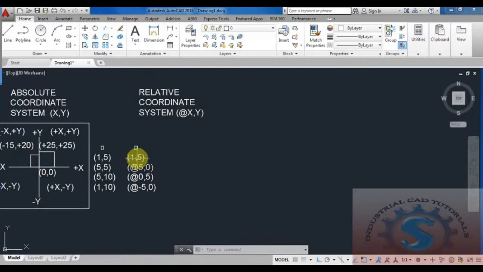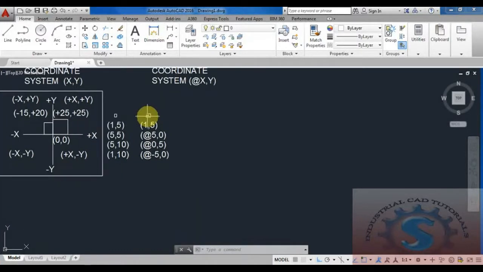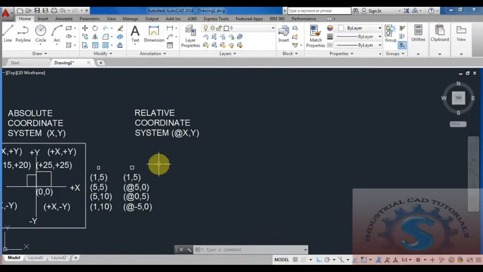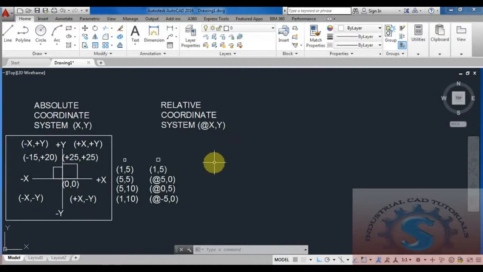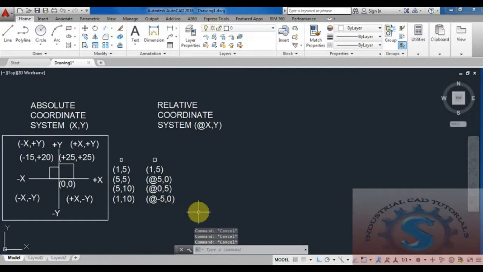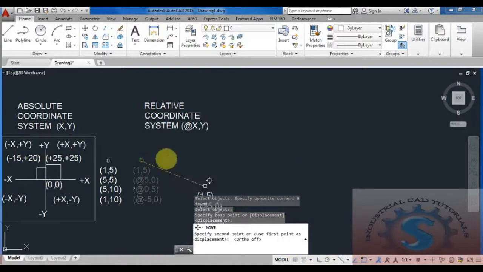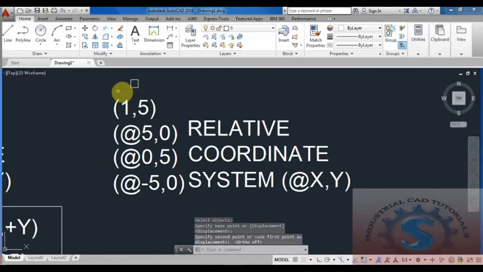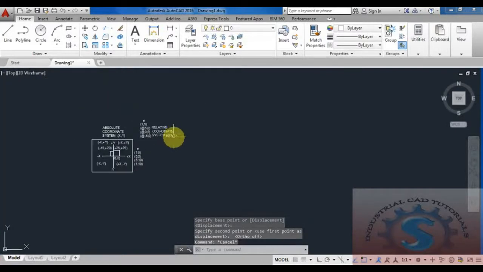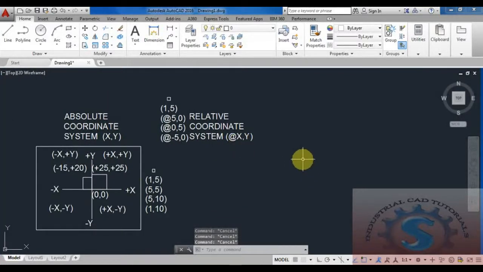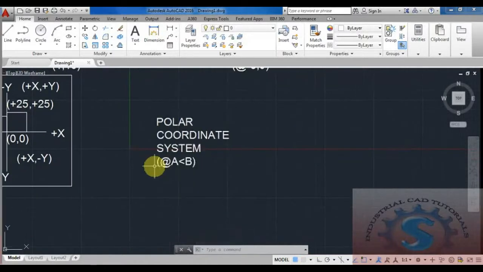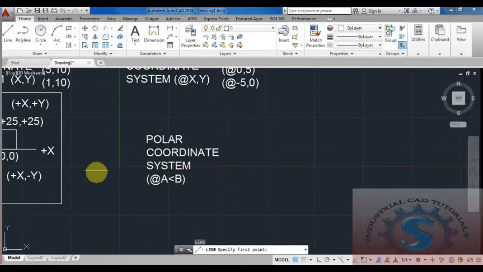Next I want to explain the polar coordinate system. This polar coordinate system is different from the two, because by using the angles and the distance, both distance and angle are required to develop any type of drawing in the polar coordinate system. As compared to the absolute coordinate system and the relative coordinate system, the absolute coordinate system is easy to make the object in less time, and the polar coordinate system @ a less than b, like this you can give.